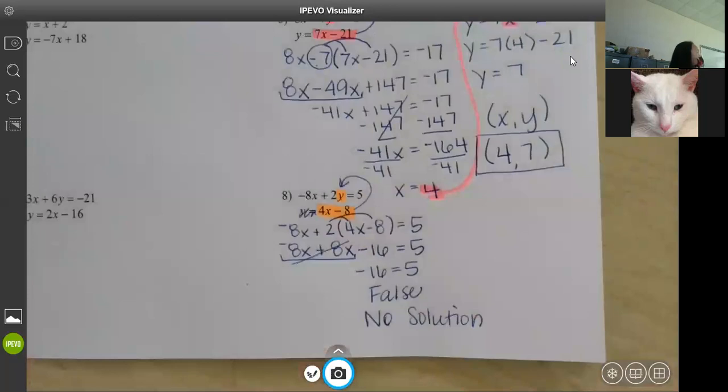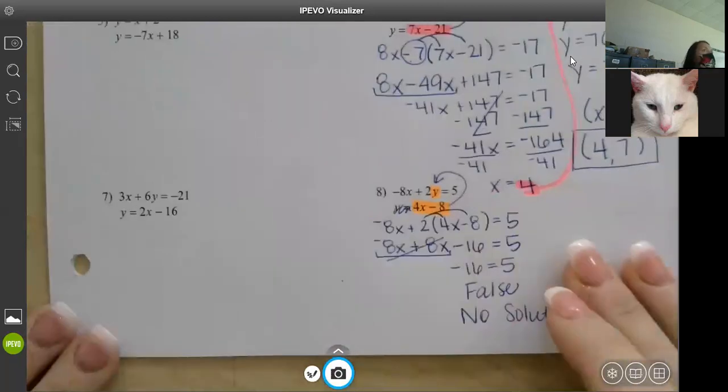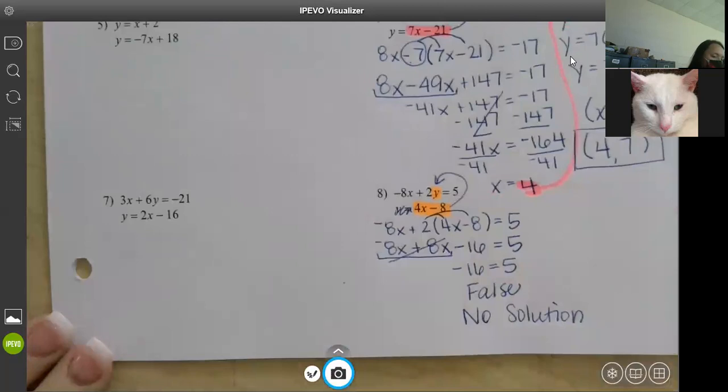That's it. Because it gives us a whole number. Now, if it gives you two numbers that are equal, like if this would have finished with negative 16 equals negative 16, that's true and everything works. Okay, so we might get one of those in a few minutes. Look at number 7. Look at number 7.